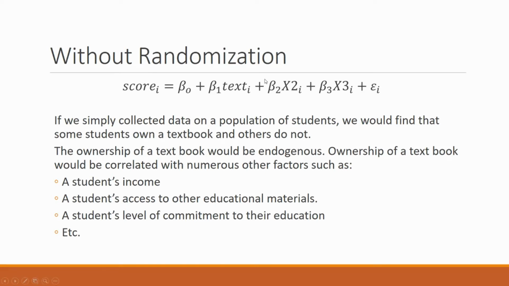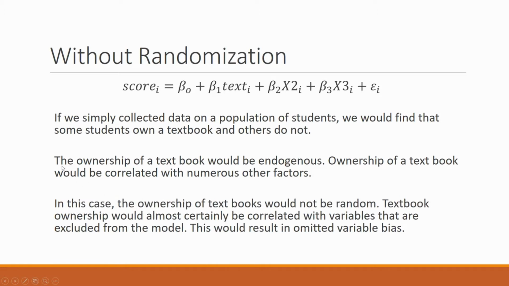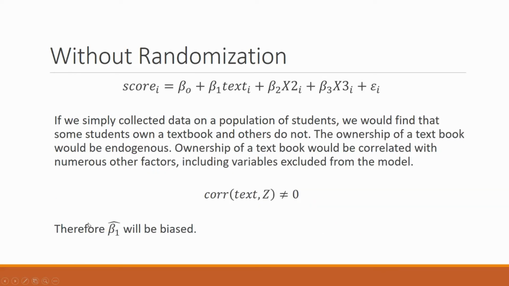So this textbook variable will be endogenous. It will be determined by things within the system. So now, if we just go and collect data, the ownership of the textbook variable is not randomly assigned. We go in, collect data, and the ownership of a textbook will be endogenous. So in this case, ownership of the textbooks would not be random. Textbook ownership would almost certainly be correlated with variables that are excluded from the model. This would result in omitted variable bias.